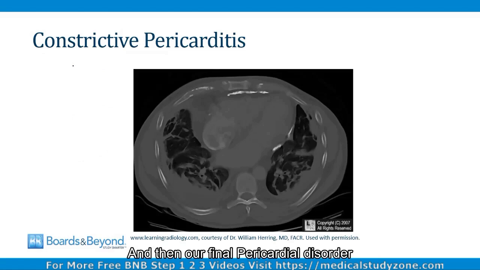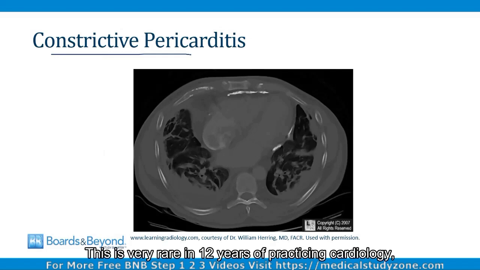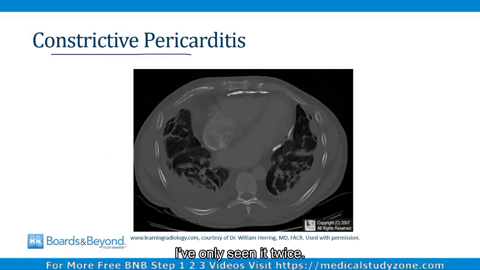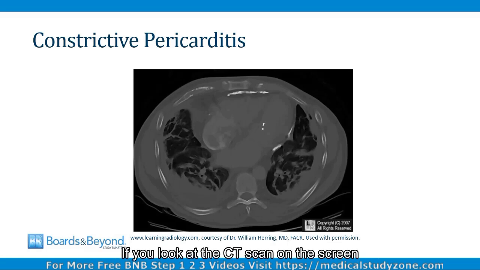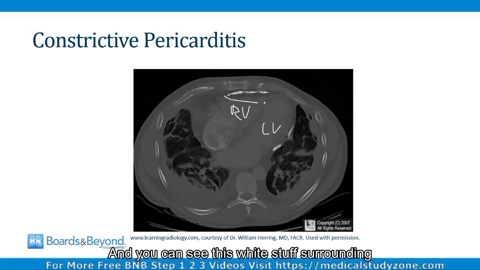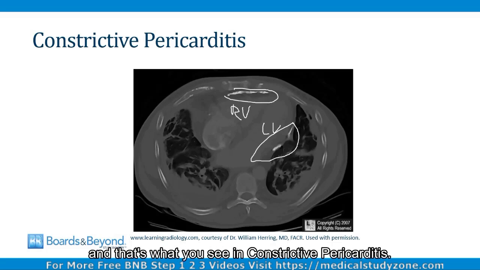And then our final pericardial disorder is constrictive pericarditis. This is very rare. In 12 years of practicing cardiology, I've only seen it twice. So let's talk about it now. You just need to know enough to answer board questions. If you look at this CT scan on the screen, this is the left ventricle of the heart here, and this is the right ventricle. And you can see this white stuff surrounding the ventricles. That is calcium in the pericardium, and that's what you see in constrictive pericarditis.